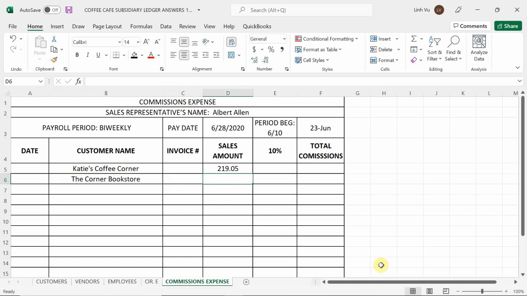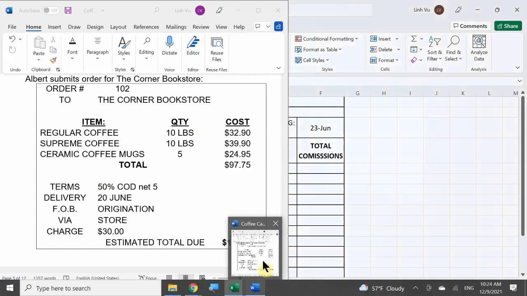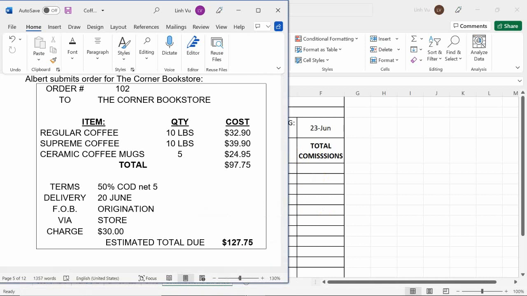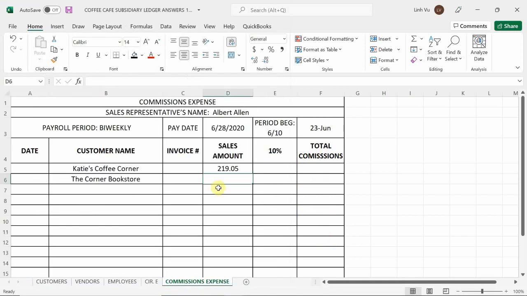Okay, for, what did I say for? How much was it for? For a total of $127.75. Okay.